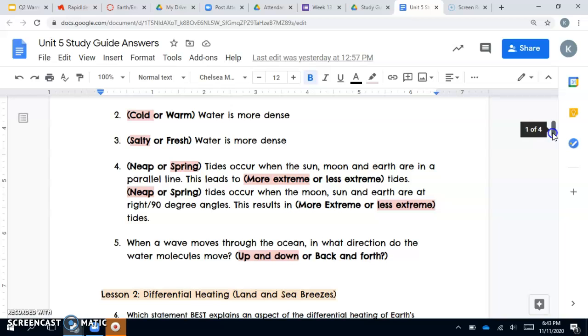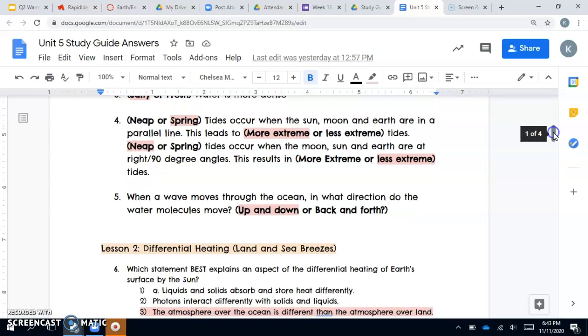Question 4 is asking just a review of the tides. This is a review from Unit 1 and now again Unit 5. So I'm just going to read it through with the correct answers highlighted. Spring tides occur when the sun, the moon, and the earth are in a parallel line. This leads to more extreme tides. Now remember, because the earth and the moon are in a line, their gravities are working together and therefore making more extreme tides. So in a spring tide, you would get higher high tides and lower low tides.